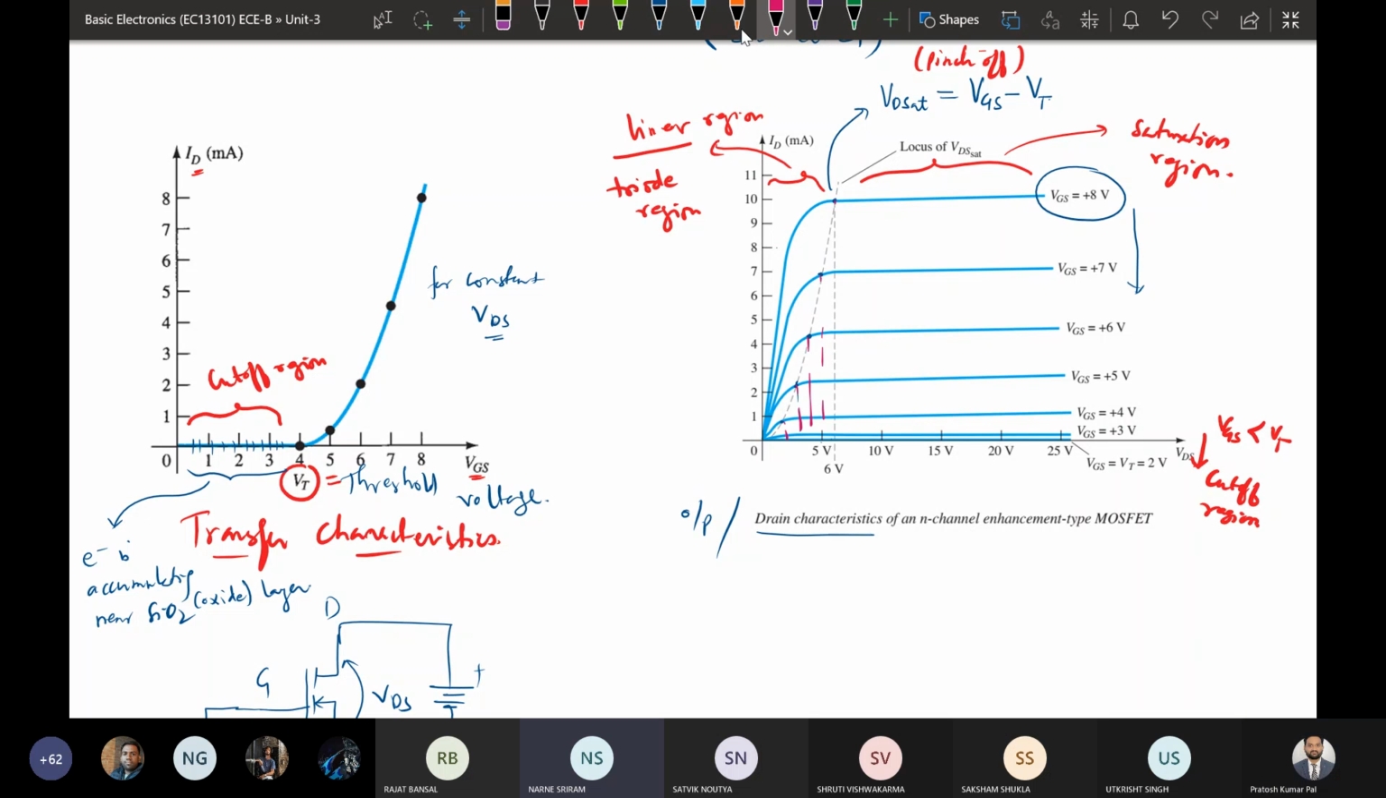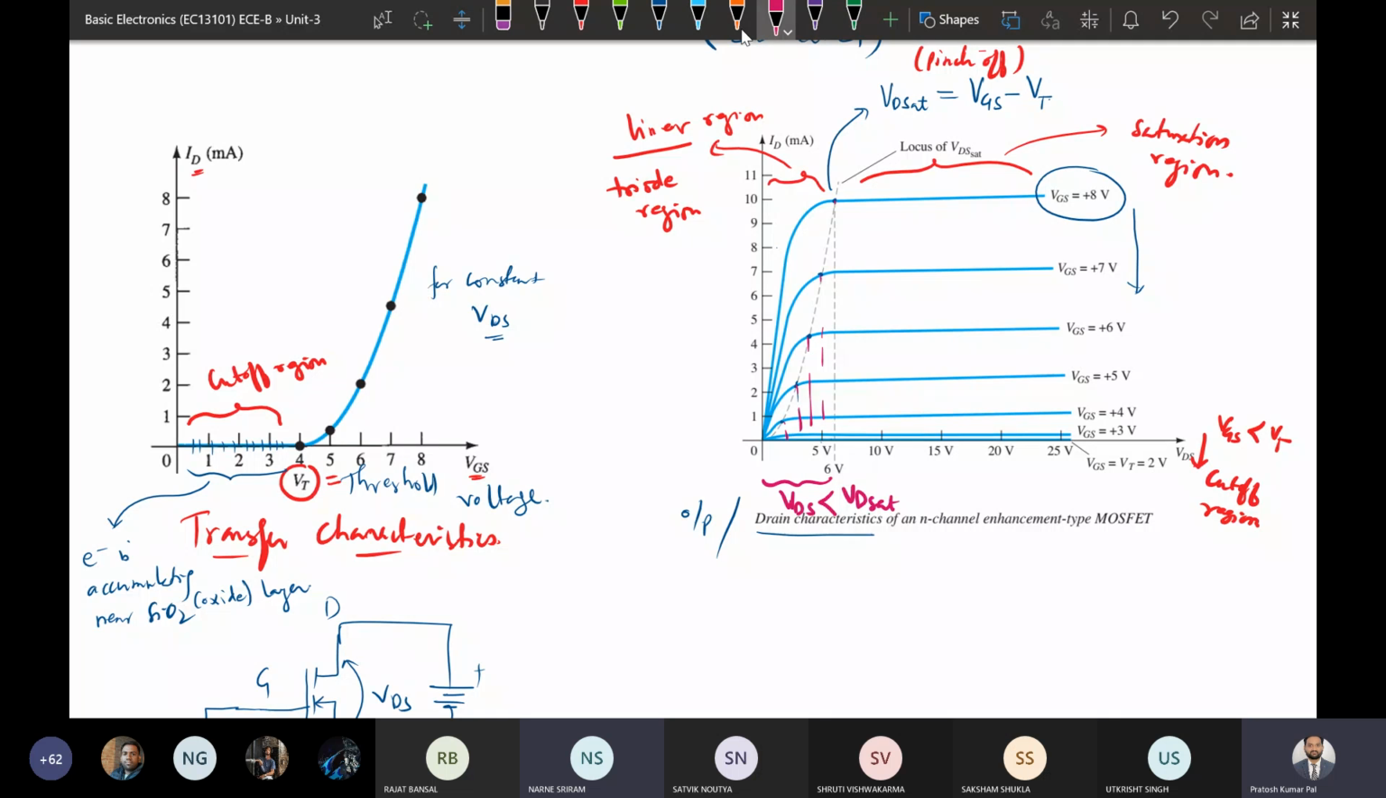If we plot this, this is the region where it is operating in triode or linear region. That means this is the VDsat, so up to this, the VDS value that we need to have. This VDS should be less than VDsat. Then only it will be operating in linear region.